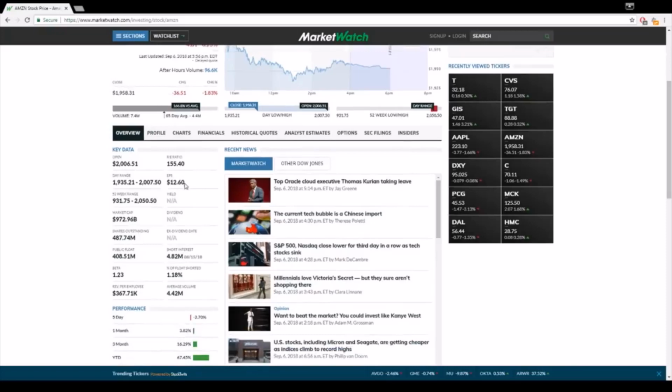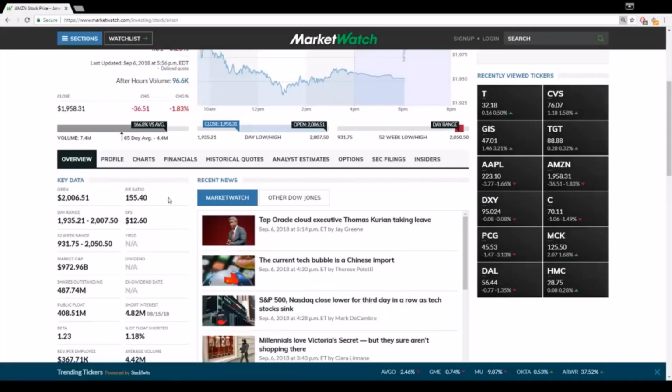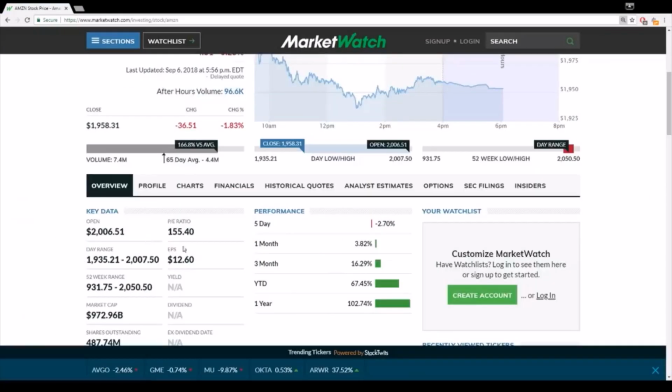So if you can see right down here, this says earnings per share. Let's zoom in on this a little bit to make this easier to see. This says earnings per share right here, and it's $12.60. Now, the price of one share of Amazon stock is $2,000. So the way I want you to look at it is this: you're paying $2,000 for a claim on earnings per share of $12.60. So you're paying $2,000 to have a right to $12.60 of their earnings.